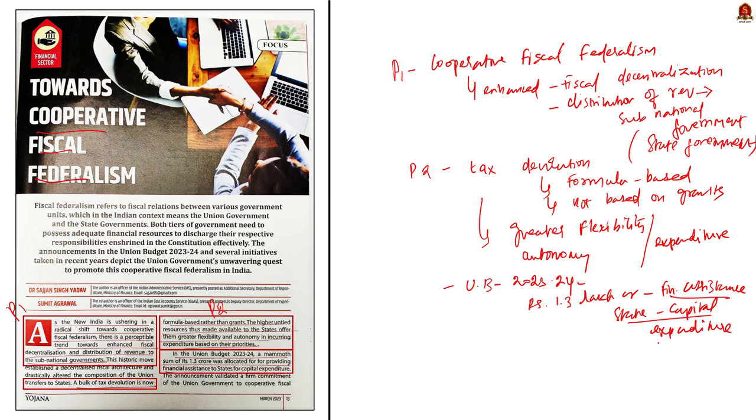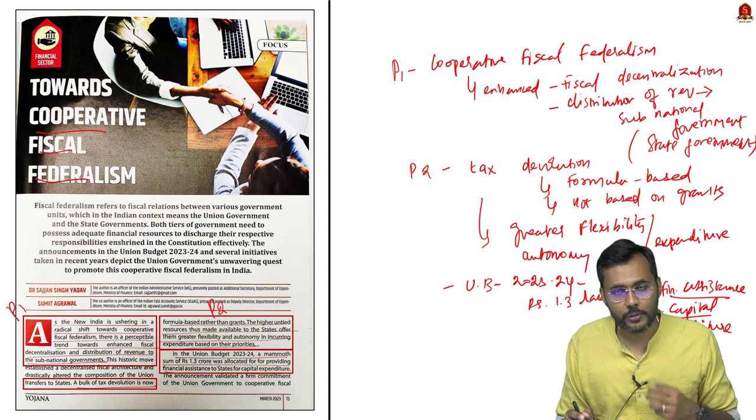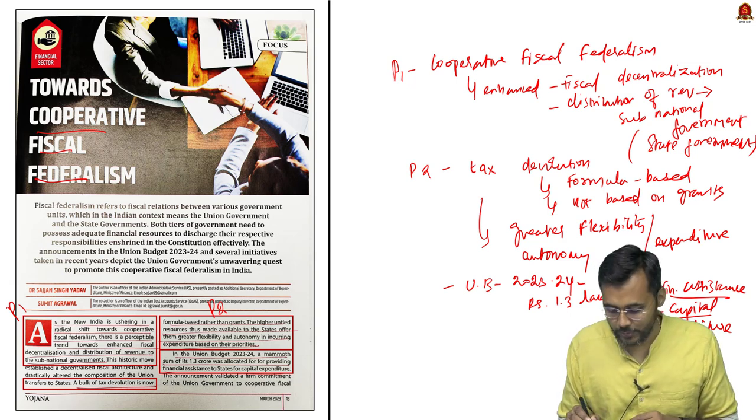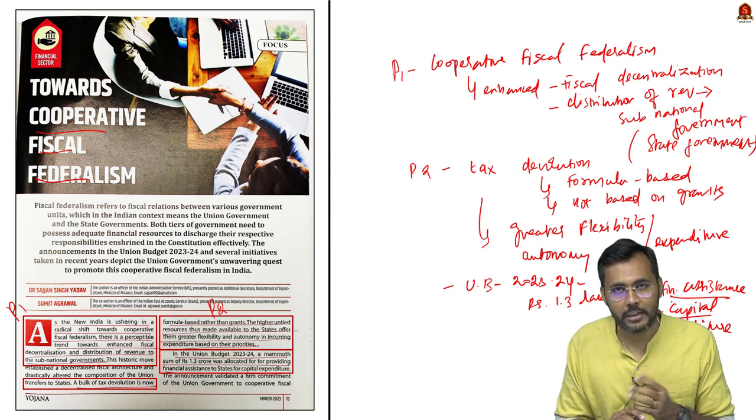In this budget recently, the union government has allocated around 1.3 lakh crores for all the state governments combined, where they can spend the money for capital expenditure. Capital expenditure, in very layman terms, is nothing but asset creation. The advantage of asset creation is that it helps in reviving the economy and has all the positive impacts on the economy. That's called capital expenditure.